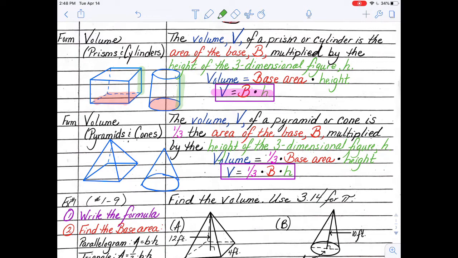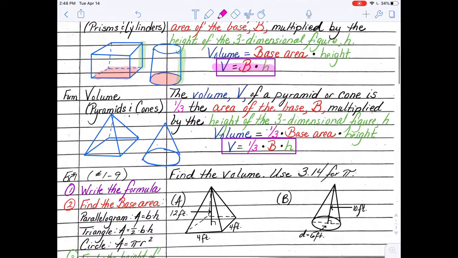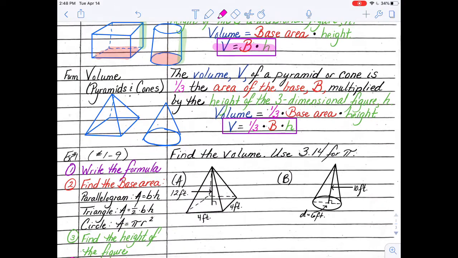But if you look at the difference between a prism and cylinder compared to a pyramid or cone, you can see it's not all open inside. It squishes in from that base all the way to the top, so it definitely should be a smaller amount of volume inside. So our formula will change just a bit. The volume, or V, of a pyramid or cone is actually 1/3 the area of the base times the height.